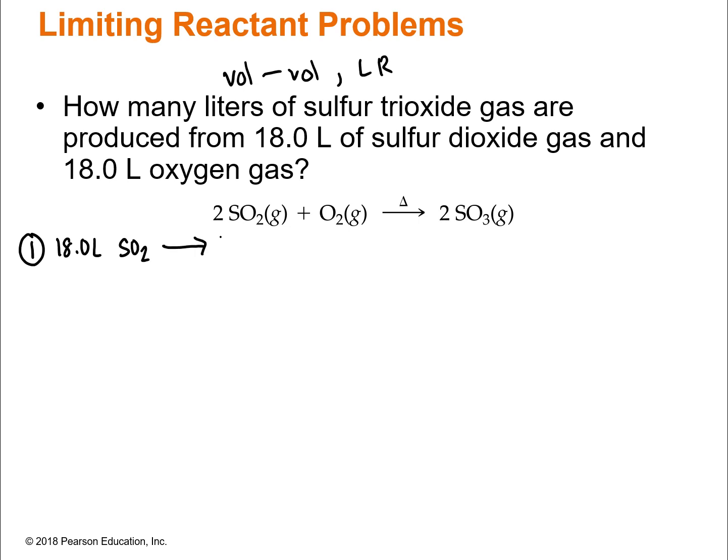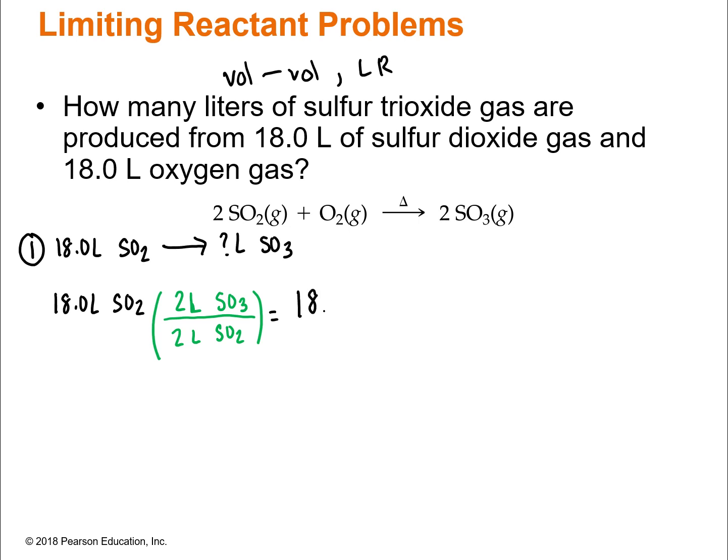So we have to solve 2 problems just like all the other limiting reactant problems. Only it's not going to be as much work this time because it's volume to volume. We remember from last time that 2 to 2 is our ratio. So however much sulfur dioxide gas you have, that's how much sulfur trioxide gas you'll make.